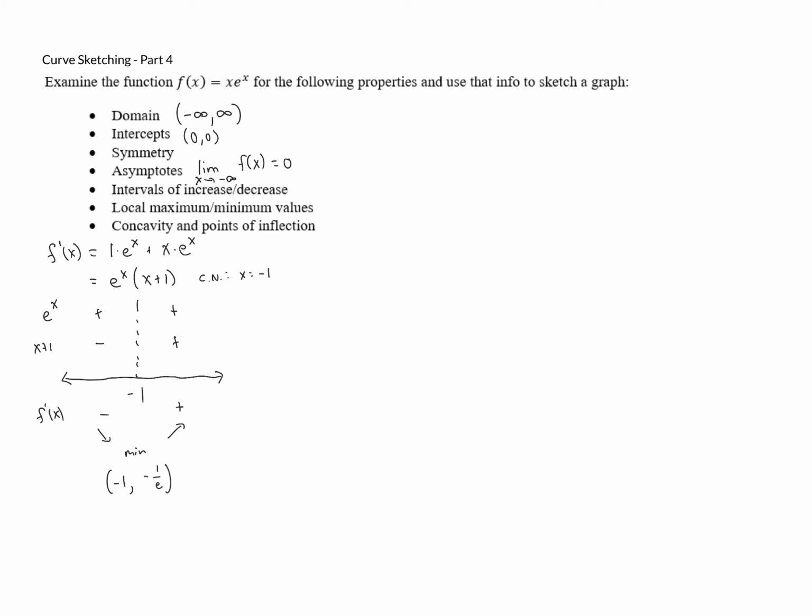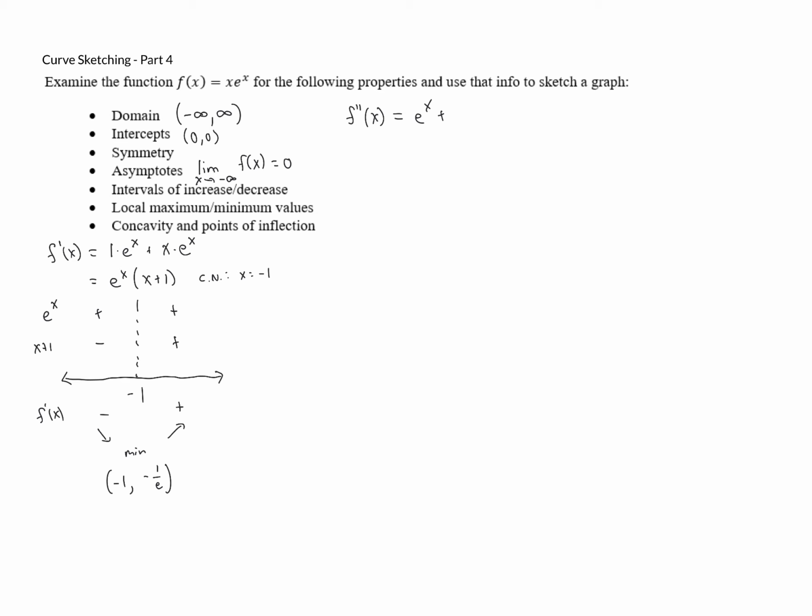And then we can take the second derivative to figure out concavity. The second derivative is the derivative of the first derivative. The first derivative is e to the x plus x e to the x. Now, here's an interesting thing. If we want to differentiate e to the x, that is just e to the x. So that part is easy.